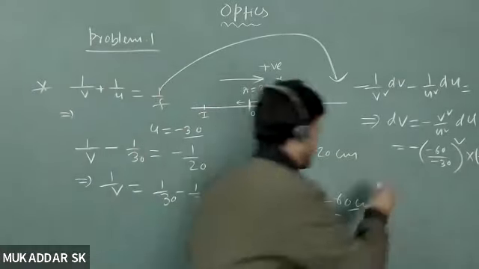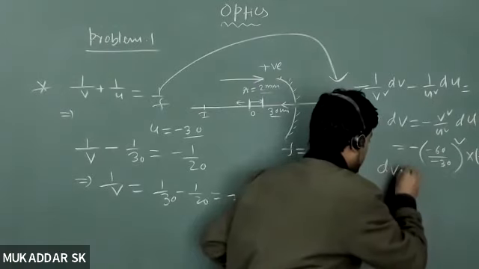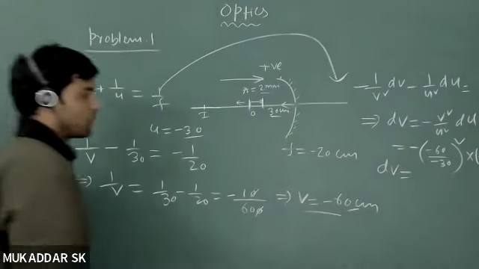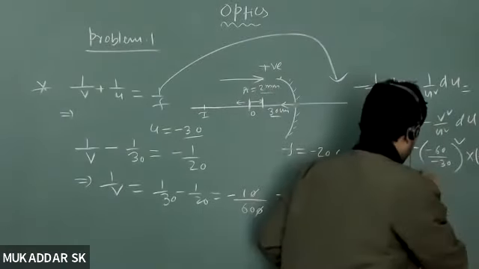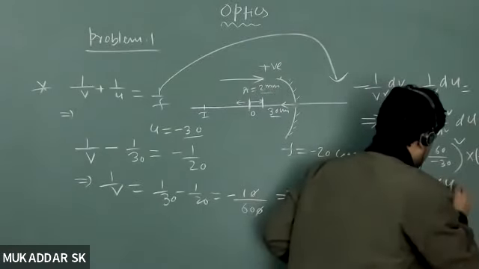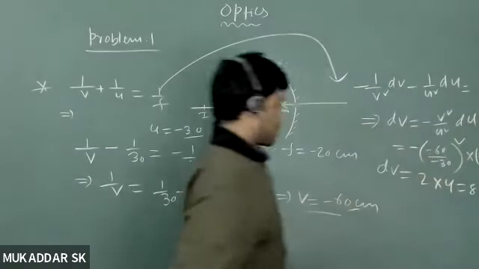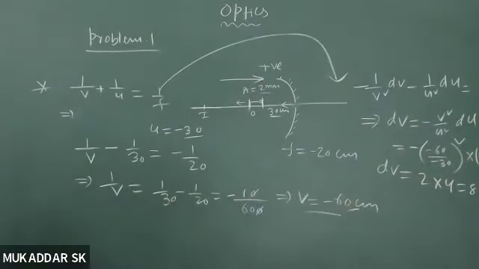So it means dV is actually representing the amplitude of oscillation of image. That should be equal to how much? So you have 2 into 4. So that will be 8 millimeter. Okay, so this 8 millimeter is actually the amplitude of oscillation of your image.